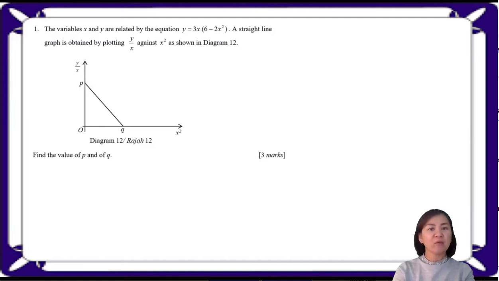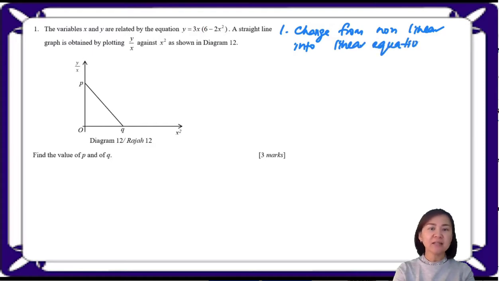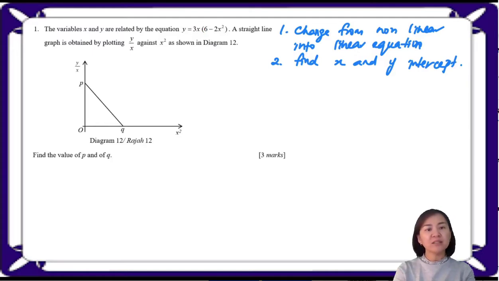To answer this type of question, the first step you need to do is to change from the nonlinear into the linear equation. The second step is to find the intercept of y and the intercept of x. From the diagram, we notice that the intercept of y is p, while q is the intercept of x.